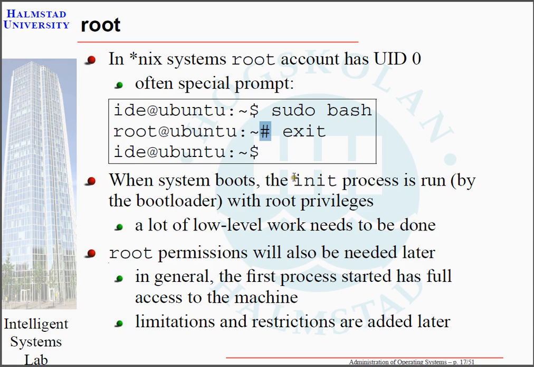Now, initially, what happens is when the system boots, the init process is run with root privileges, because obviously a lot of low-level work needs to be done. So this process has to have root privileges. It has to be able to access hardware and so on. And the actual permissions will only be added later. So the general idea of how computers work is that the first process that starts has full access to the machine, and it's only afterwards that limitations and restrictions are added by the operating system.